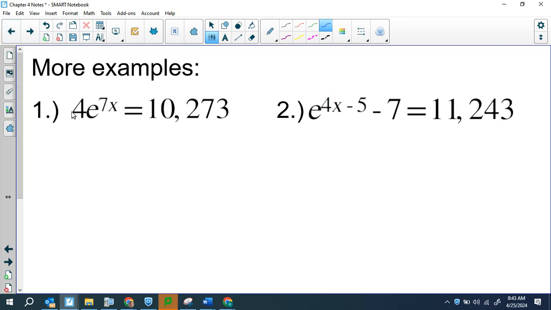All right, we'll do one more example here, then I'll have you try number 2. So for number 1, we have 4e to the 7x equals 10,273. Sorry, 10,273.